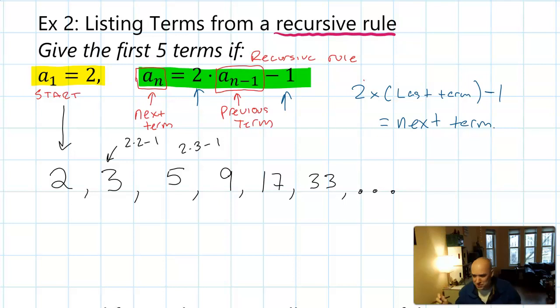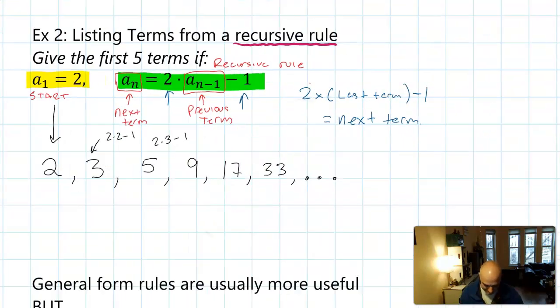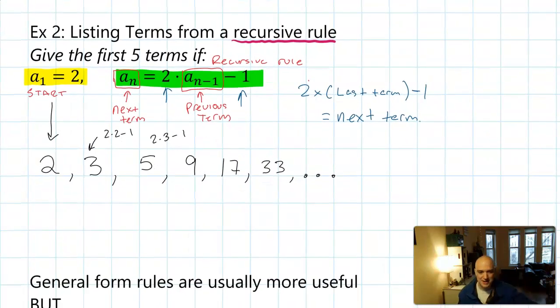I don't actually know the closed form rule for this. There might be some quadratic equation that could give me the general term, but I really just don't feel like finding it. I really just have the recursive form. And that's enough to list the terms in a sequence. Of course, recursive form is kind of nice because it's very intuitive. It says, all right, here, you've got this term. Here's what you do to get to the next one.